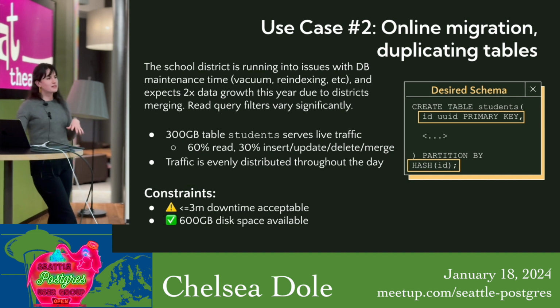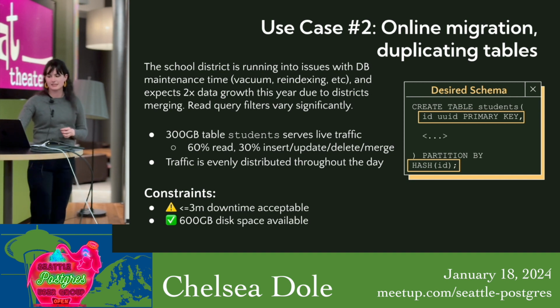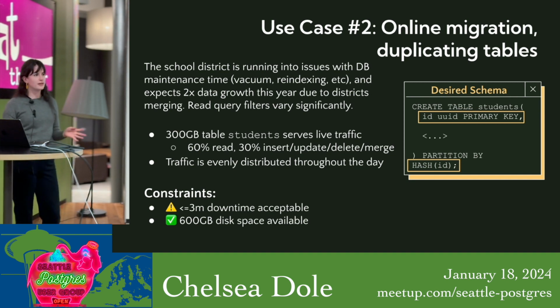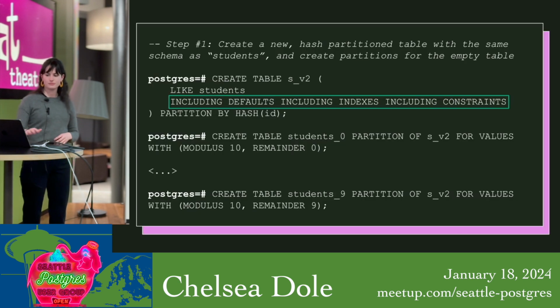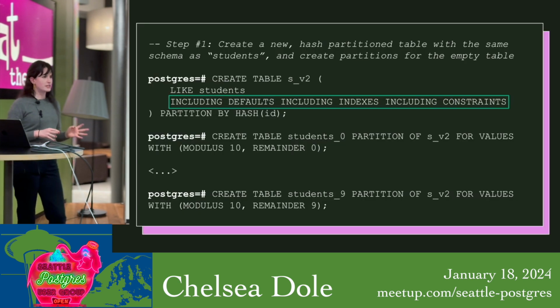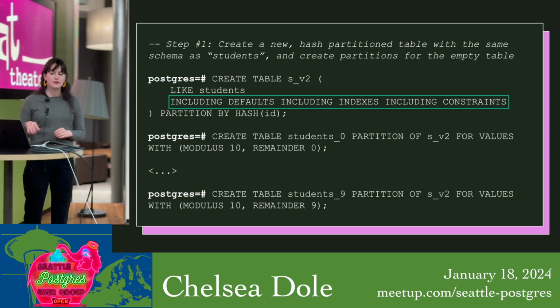So now we have a slightly harder problem. We need to do all this within a couple minutes or ideally less. In this case, we want to be hash partitioned because we don't have any query consistency. We want it for maintenance reasons. So we're going to start out quite similar to how we started before. We're creating a shadow table. Here we can use some nice syntactic sugar.